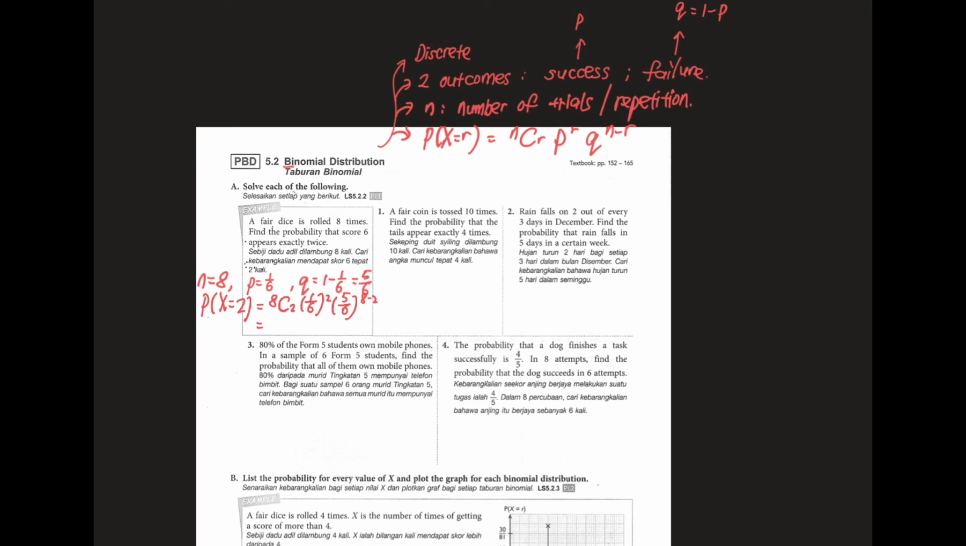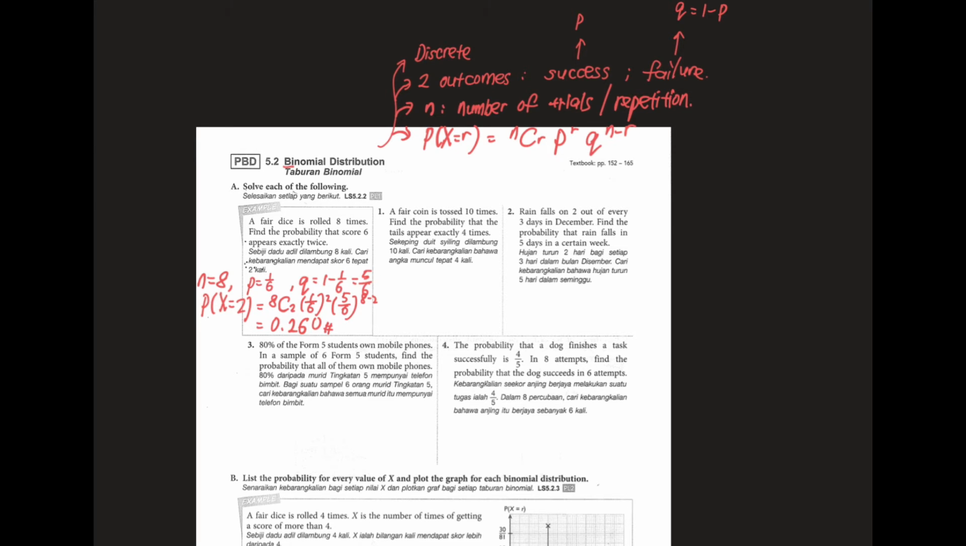Okay, then after that, we just press the calculator. We press everything, then you will get the probability. So for example, 8C2 times (1/6)^2 times (5/6)^6. So you get 0.260. So that is how we get a probability.